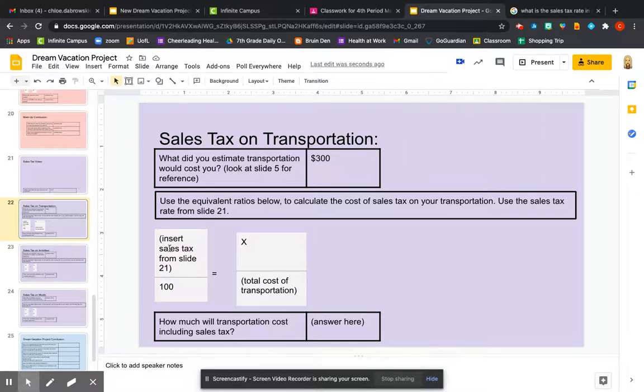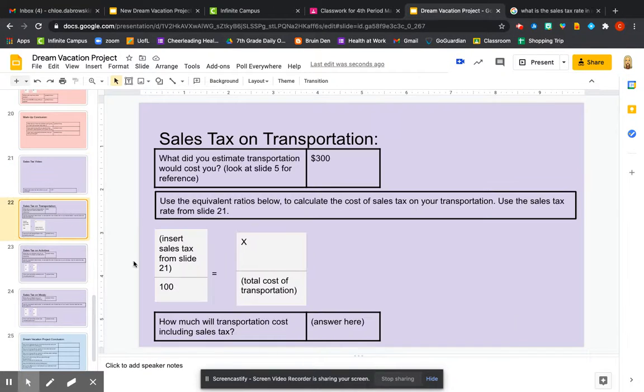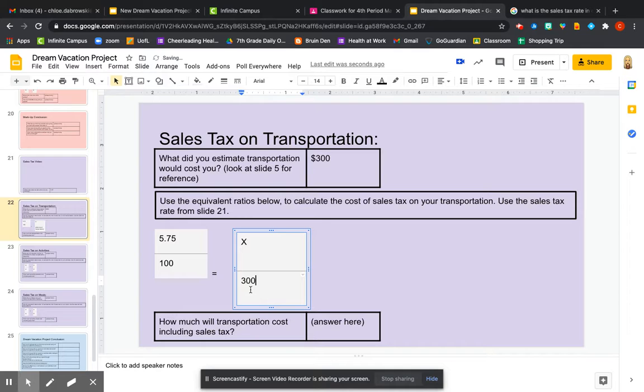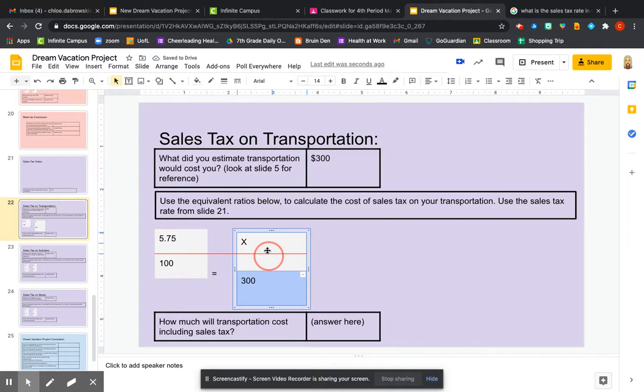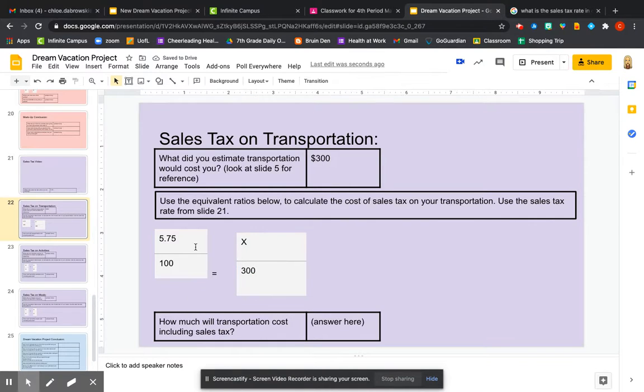So what you're going to do is insert your sales tax rate from slide 21. So I said mine was 5.75. So we're going to include that, 5.75. My method of transportation costs about $300. Again, you guys could have estimated those. Don't know why this is so big. There we go. All right, and still we have two ratios.